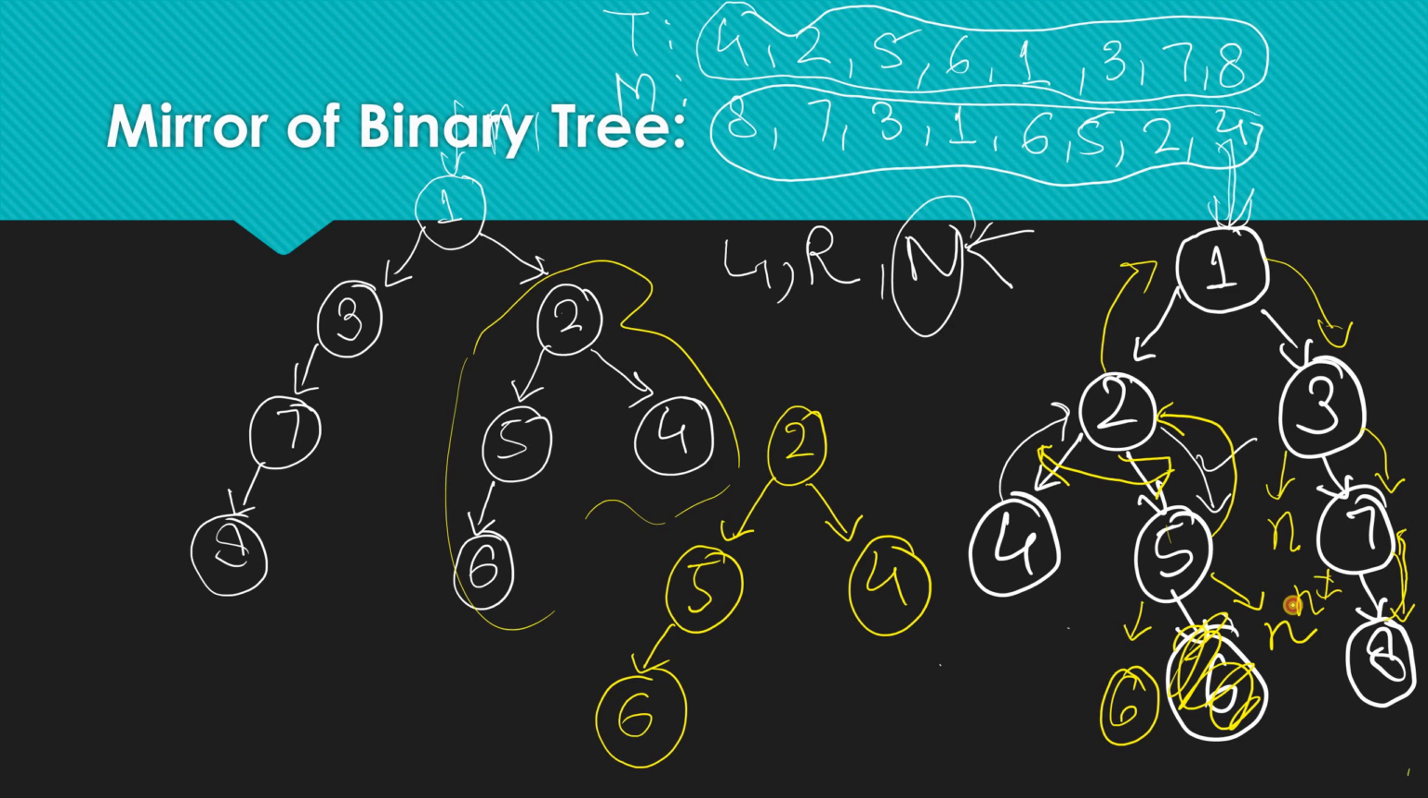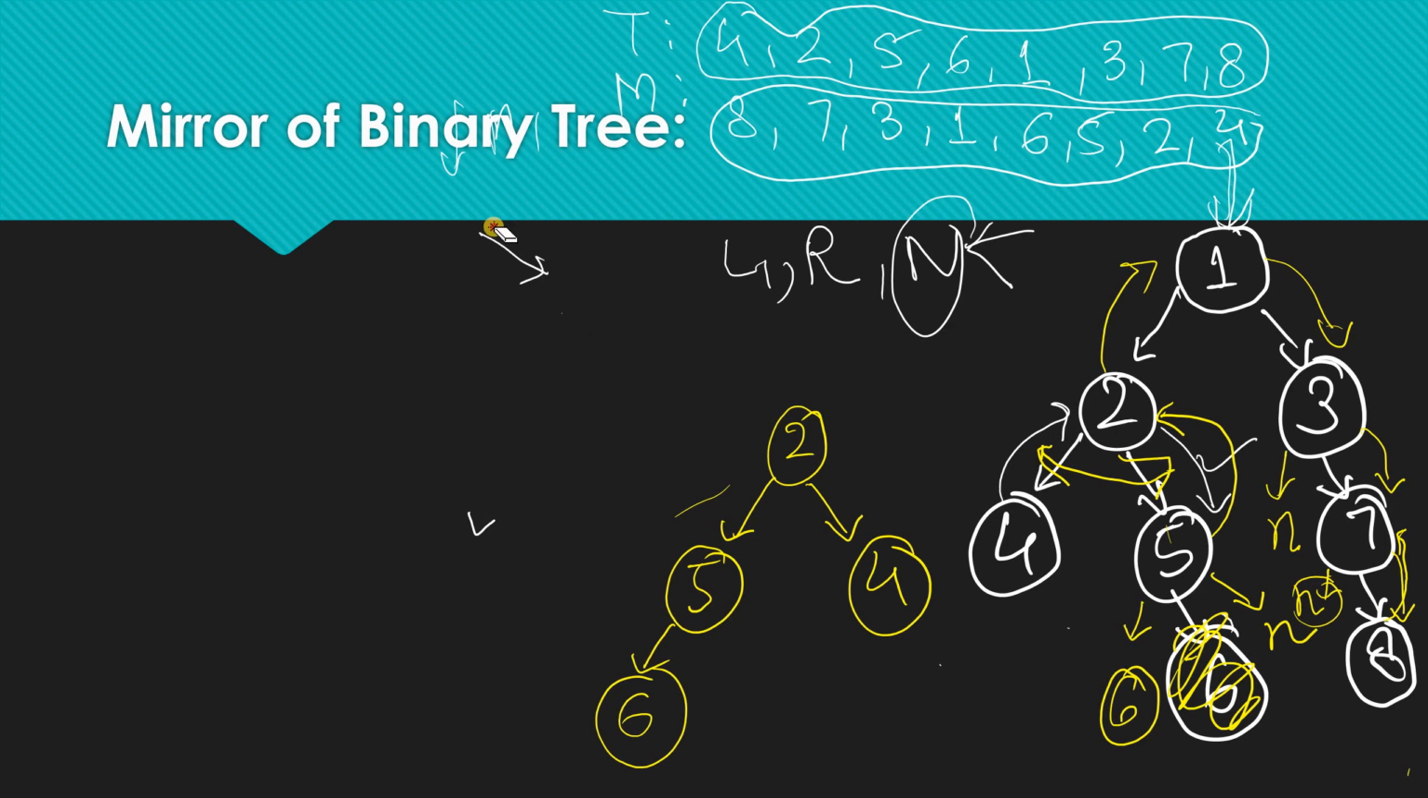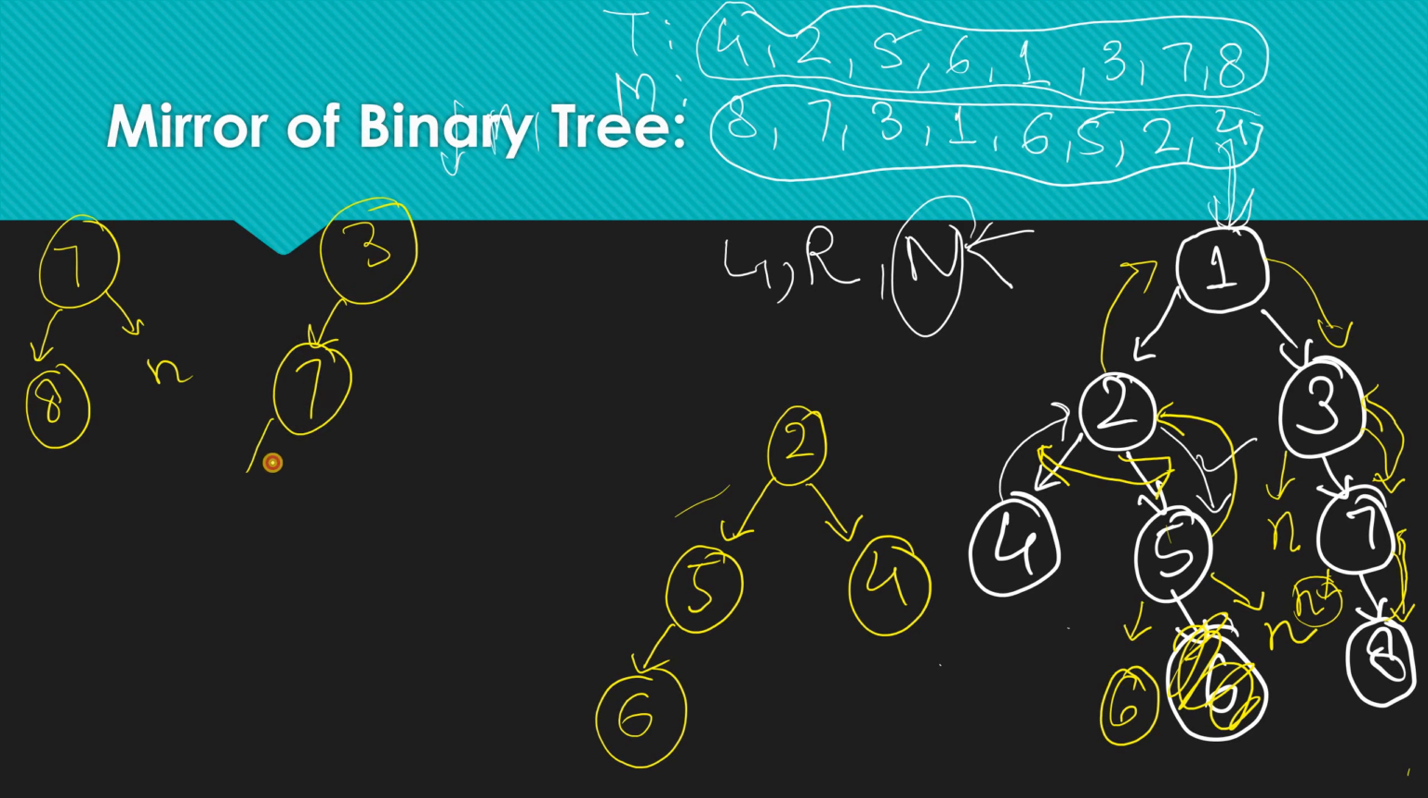So for 7 also we explore the left part and the right part, so we'll swap, right? So let me erase this one, and let me put 7 here. What happened to 7? 7's 8 will come on the left position and null will come here, right? Then we'll go back to 3. What will happen for 3? Again we'll swap, right? For 3 the structure will be like 7 will move here, and with 7, 8 will also move, right? And the null will come here.